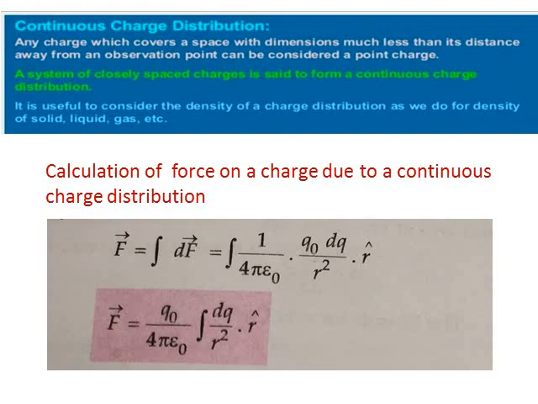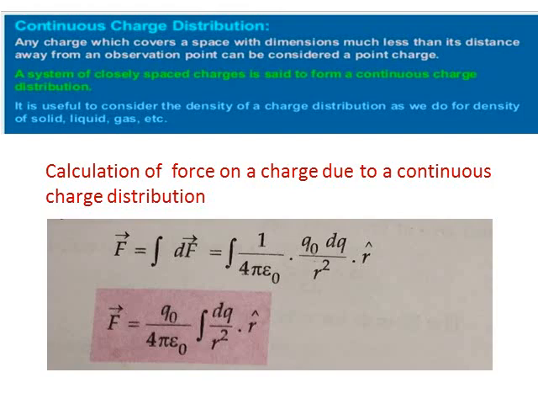In practice, we deal with charges much greater in magnitude than the charge on an electron. So we can ignore the quantum nature of charge and imagine that the charge is spread in a region in a continuous manner. Such a charge distribution is known as continuous charge distribution. During calculation of the force on a charge due to continuous charge distribution, this distribution can be imagined to consist of a large number of small charges dq.